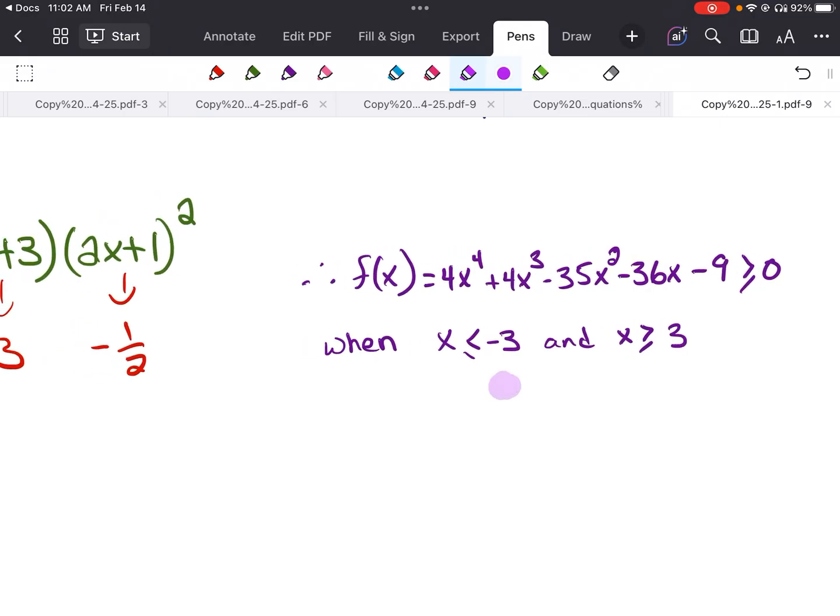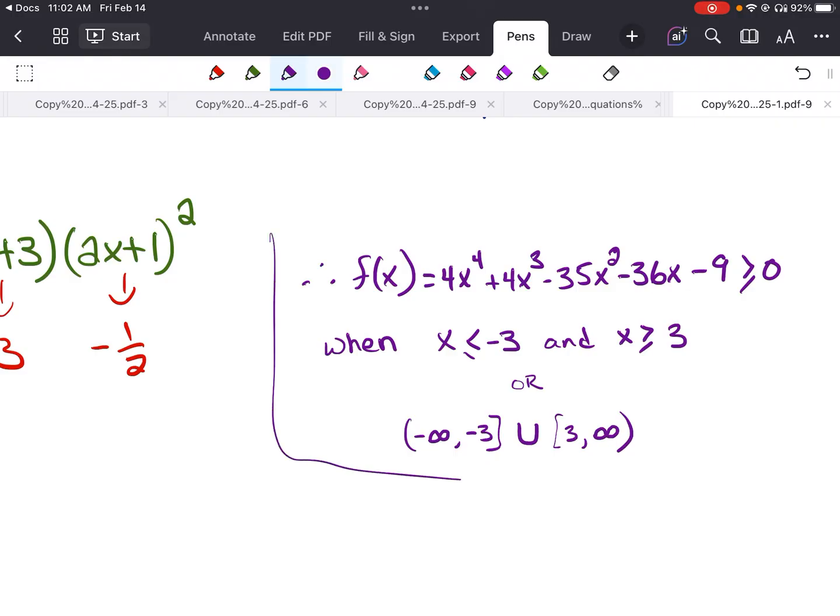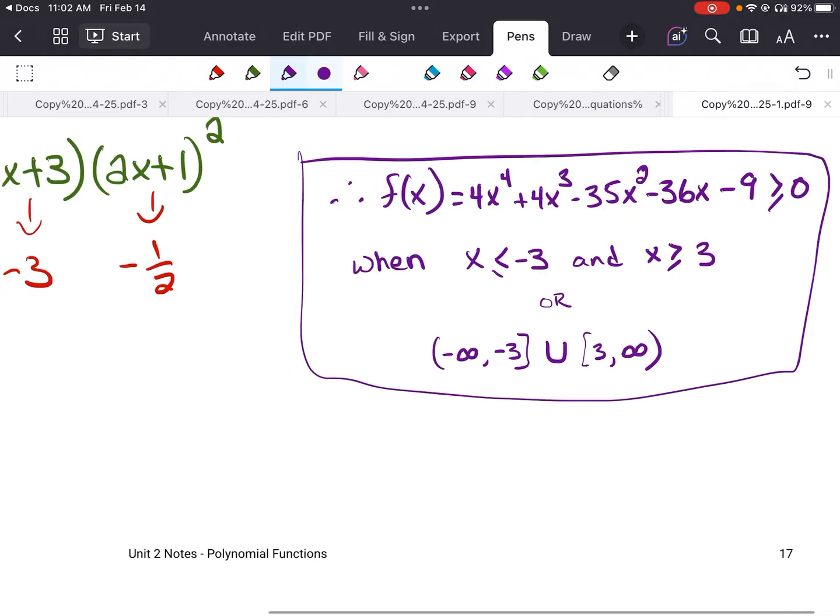Okay, and then reminder, you can write it like this. Or you can write it where it's -infinity to -3, +3 to +infinity. Okay, they're both acceptable.